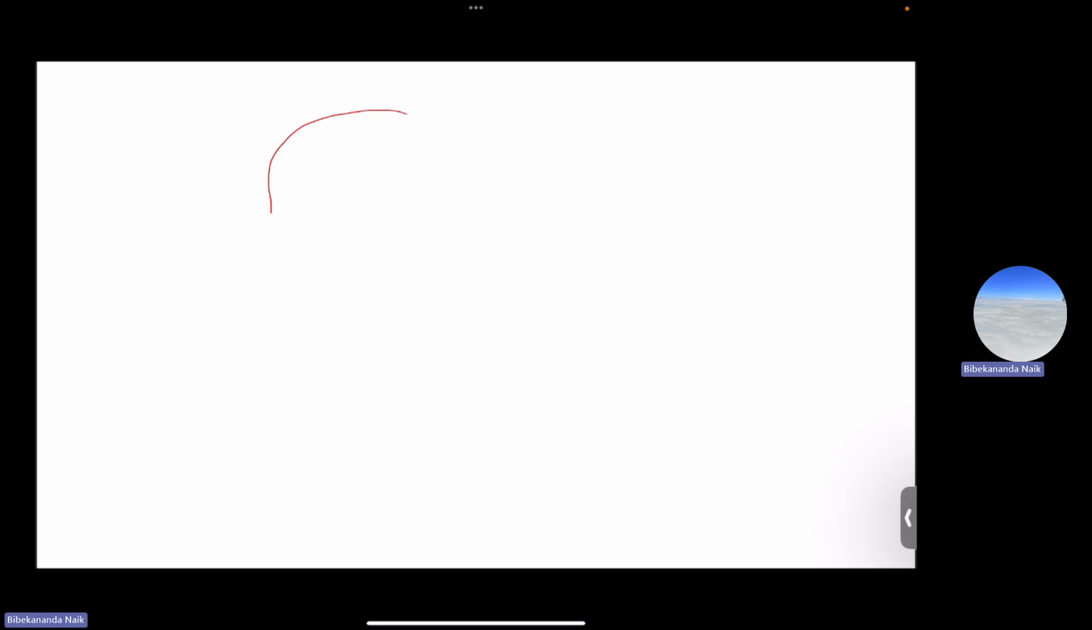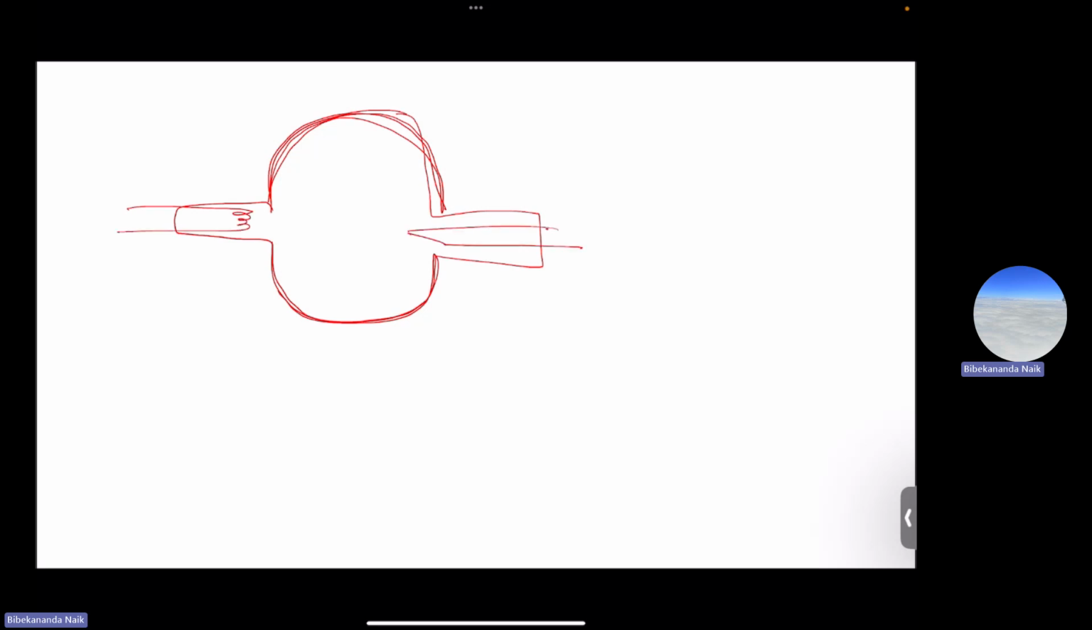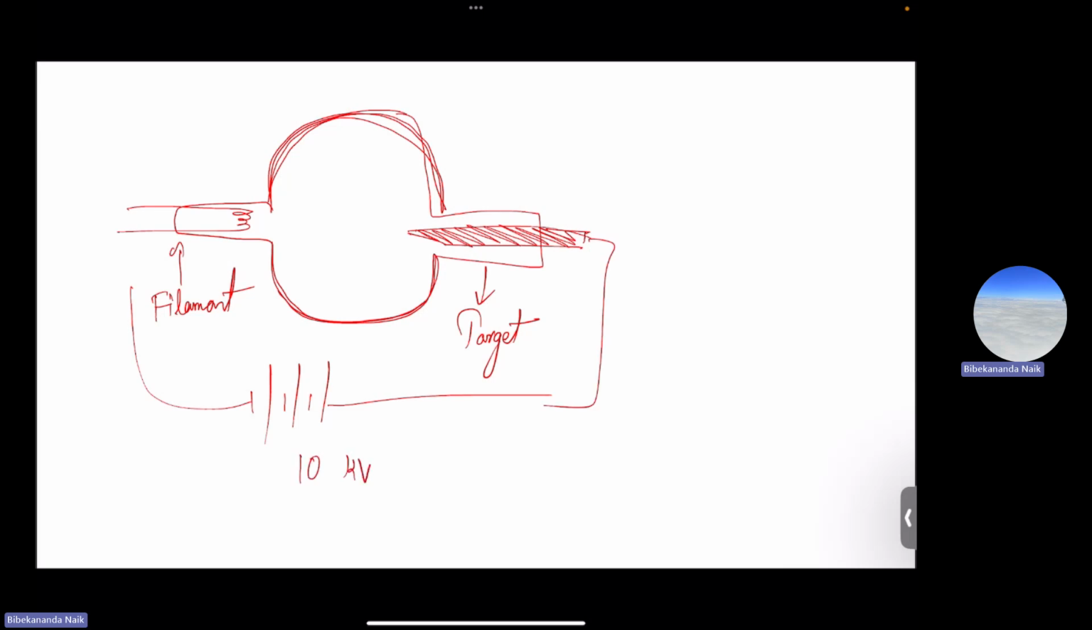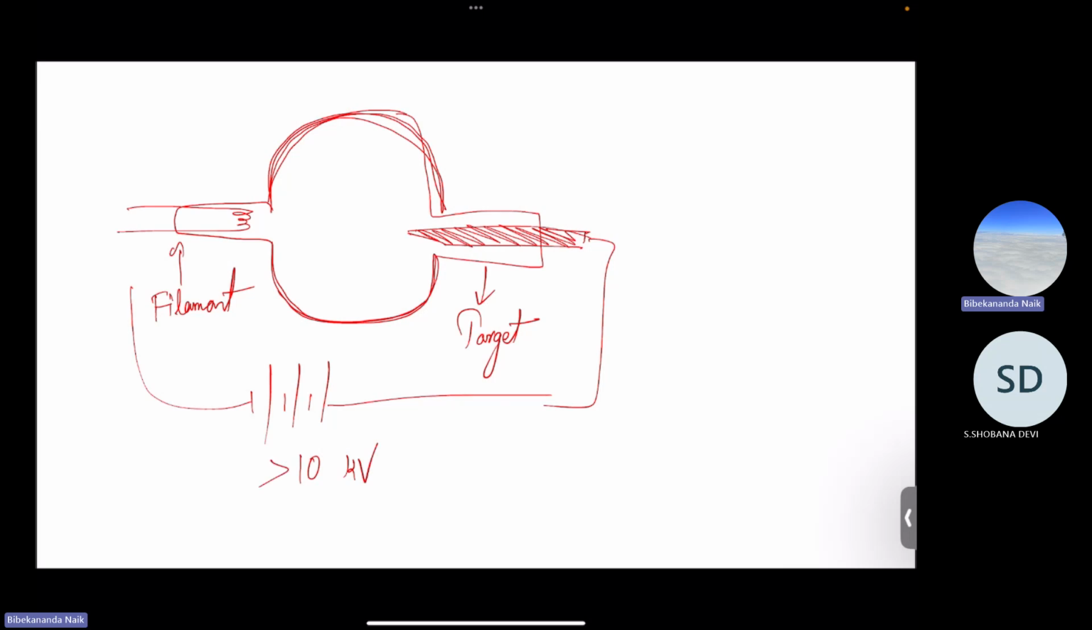If you talk about the experimental setup for X-ray production, suppose this is an X-ray tube. It is a little bit spherical. Here there is a filament and here there is a target. This is the filament and this is the target. These two are then biased to a very high potential, for example, 10 kilovolt or more than 10 kilovolt.